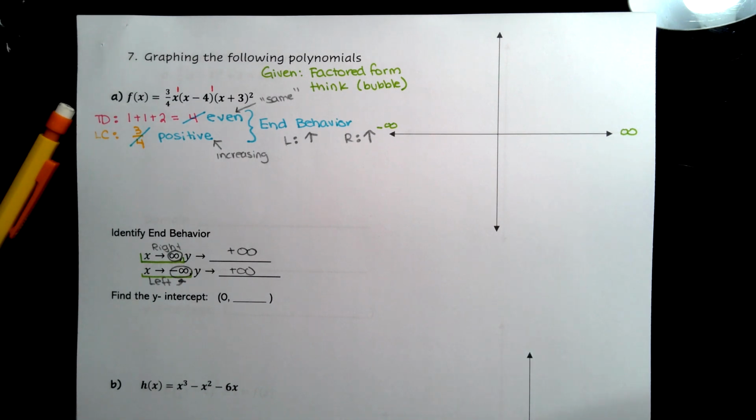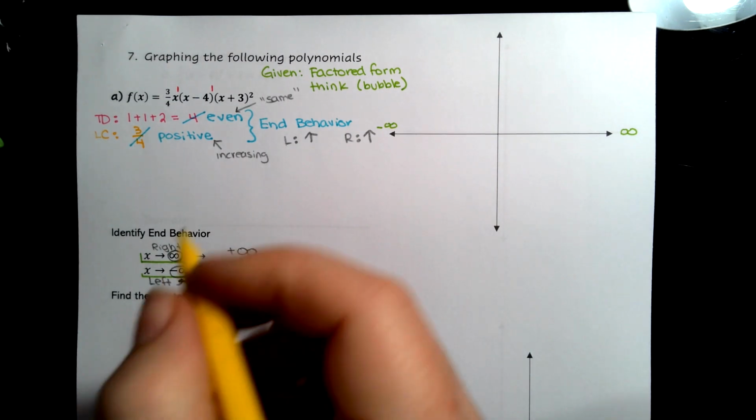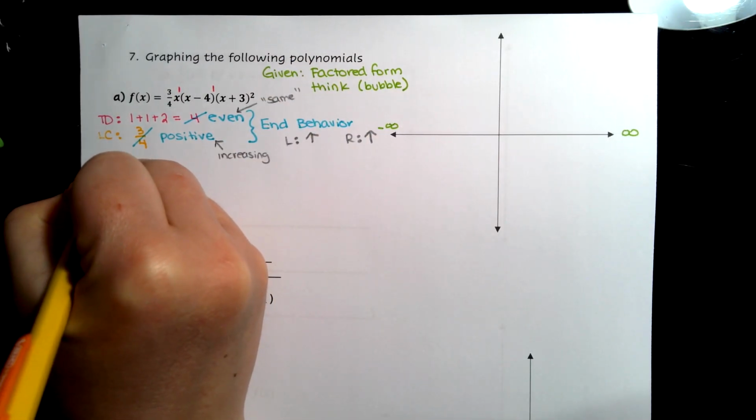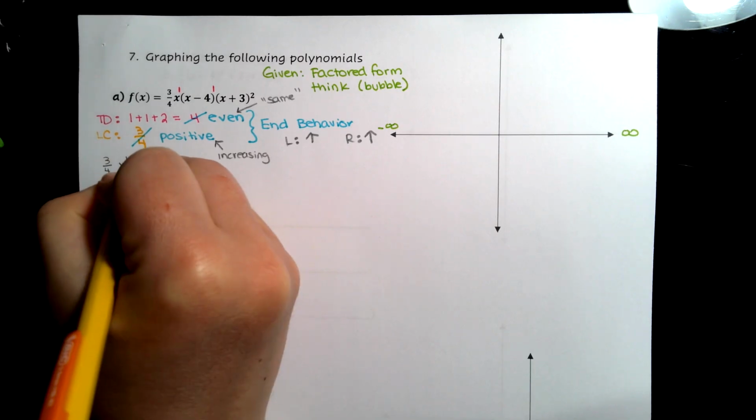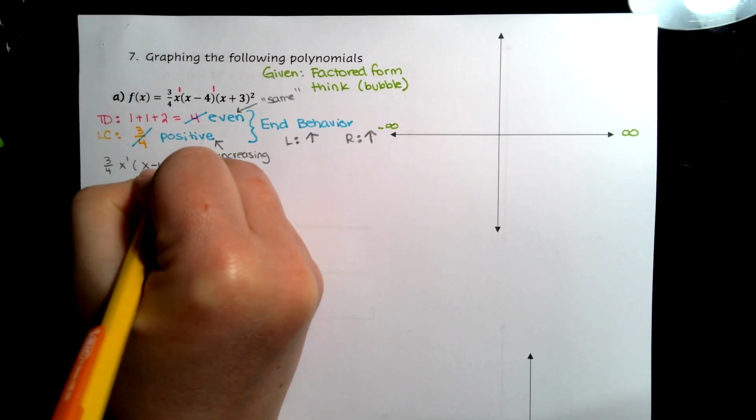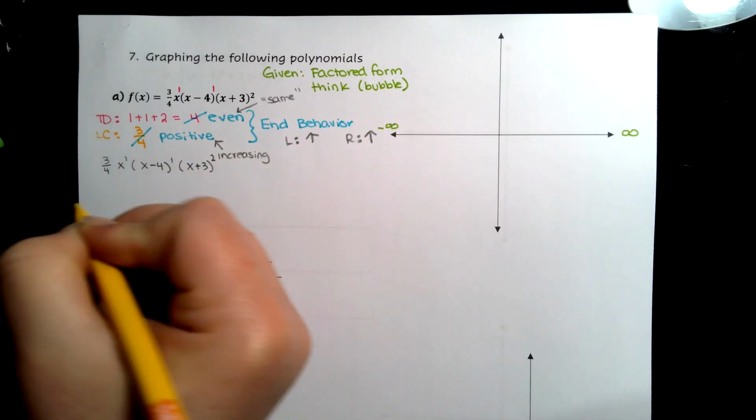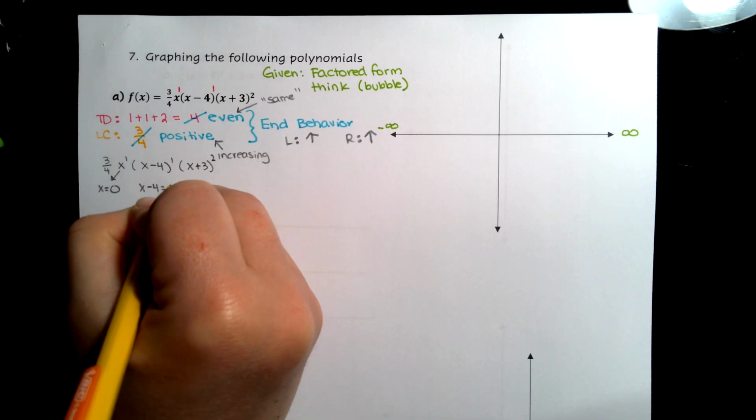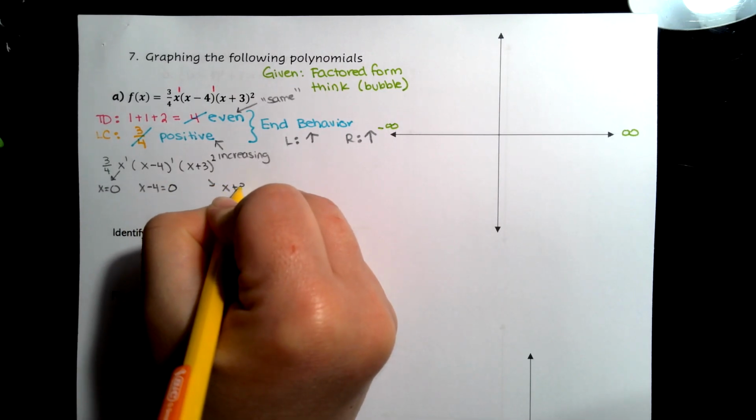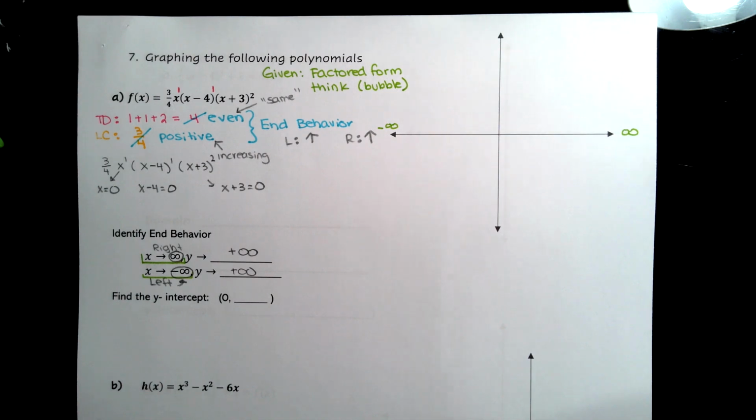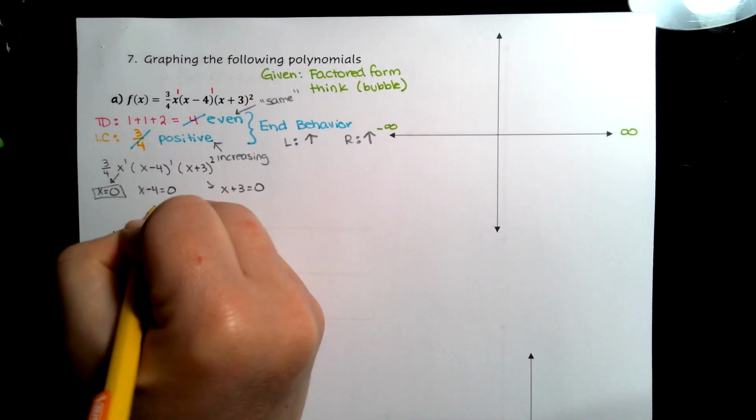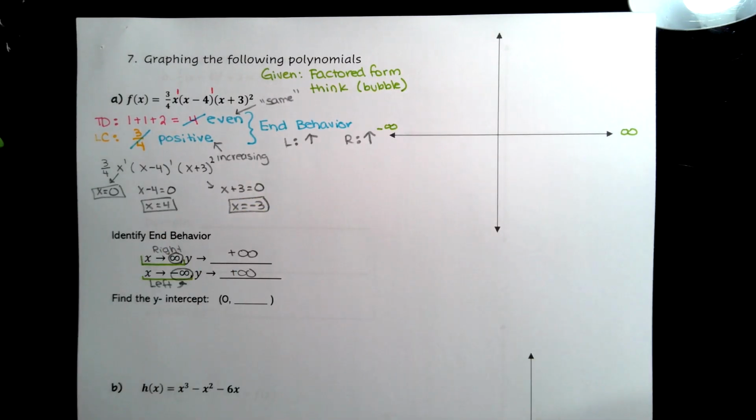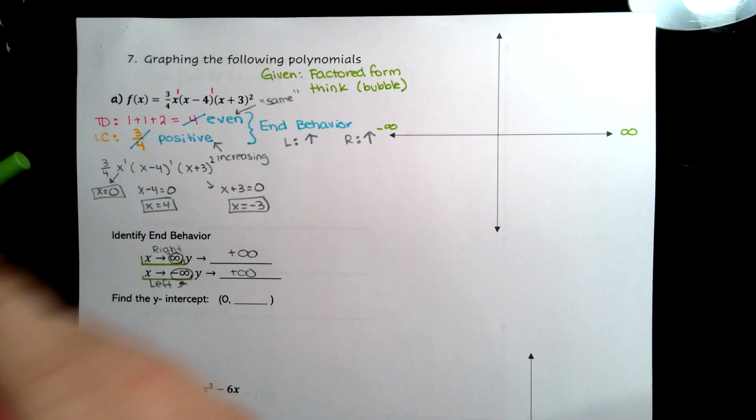Next, we are going to identify our roots, our zeros, our x-intercepts. And so we can do that. I can rewrite it here. So we have 3/4. We don't really care about 3/4. x to the first power, (x minus 4) to the first power, and then (x plus 3) squared. I'm going to set each factor equal to 0, and then we're going to solve. Now, you don't really care about the exponents in this step. You're just finding your x values. So here x is 0, here x is going to be 4, and here x is going to be negative 3.